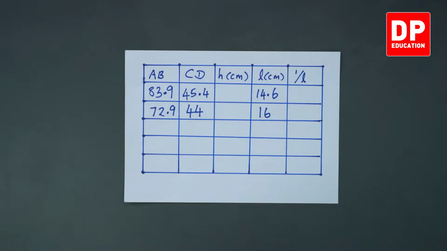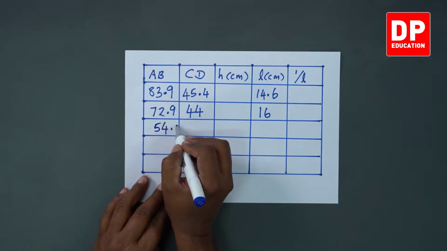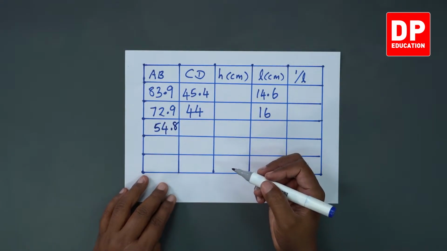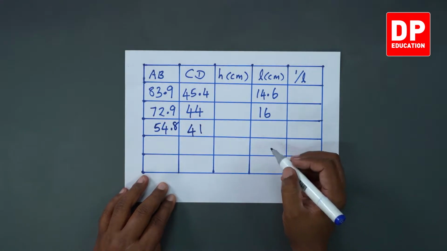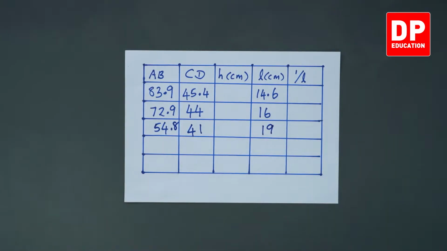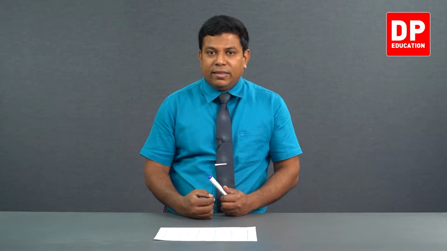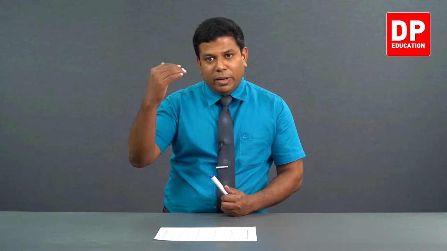Now, AB we have got 54.8 and CD we got 41. So, L will be 60 minus 41, which is 19 centimeters. We have got 3 readings. We need to get another 2 readings. This time we will bring it down and get the open sided end. Let us bring the mercury level below the other side mercury level. Let us get another reading like that now.